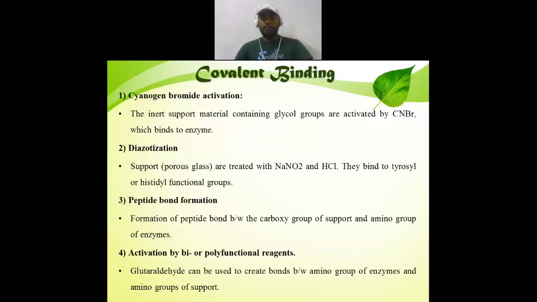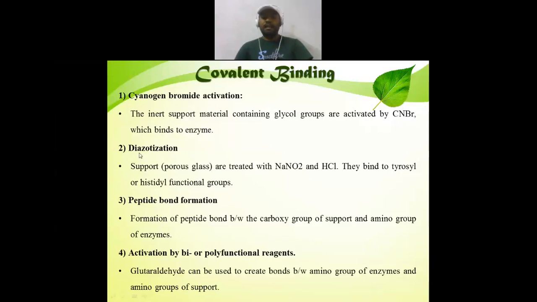The next method for immobilization is covalent binding. The first one is cyanogen bromide activation. The inert support material containing glycol groups is activated by CNBr, which binds to the enzyme. CNBr is nothing but cyanogen bromide. So the group gets activated with this compound.